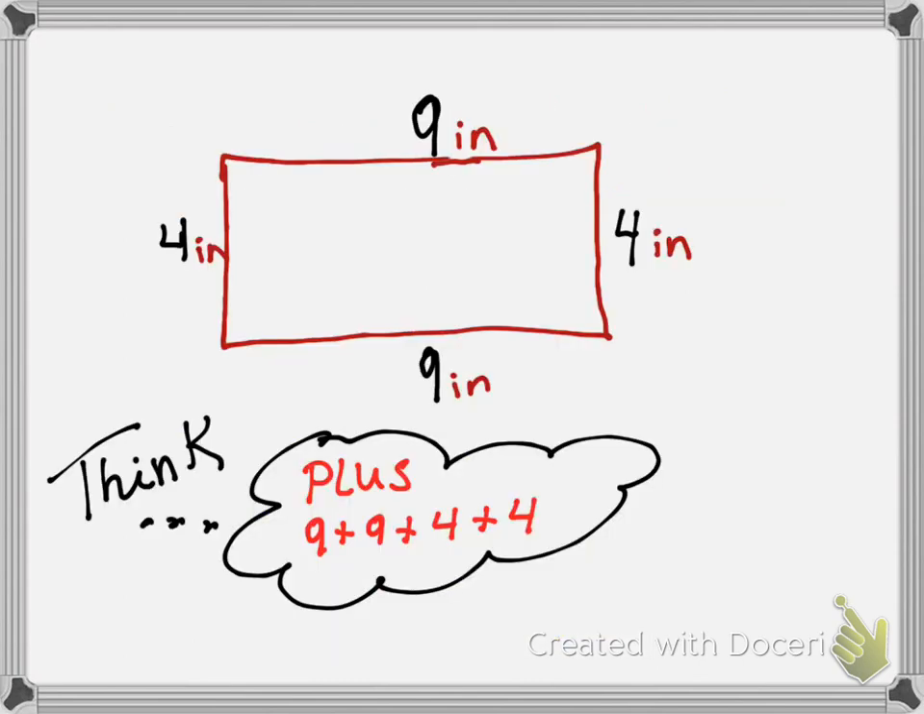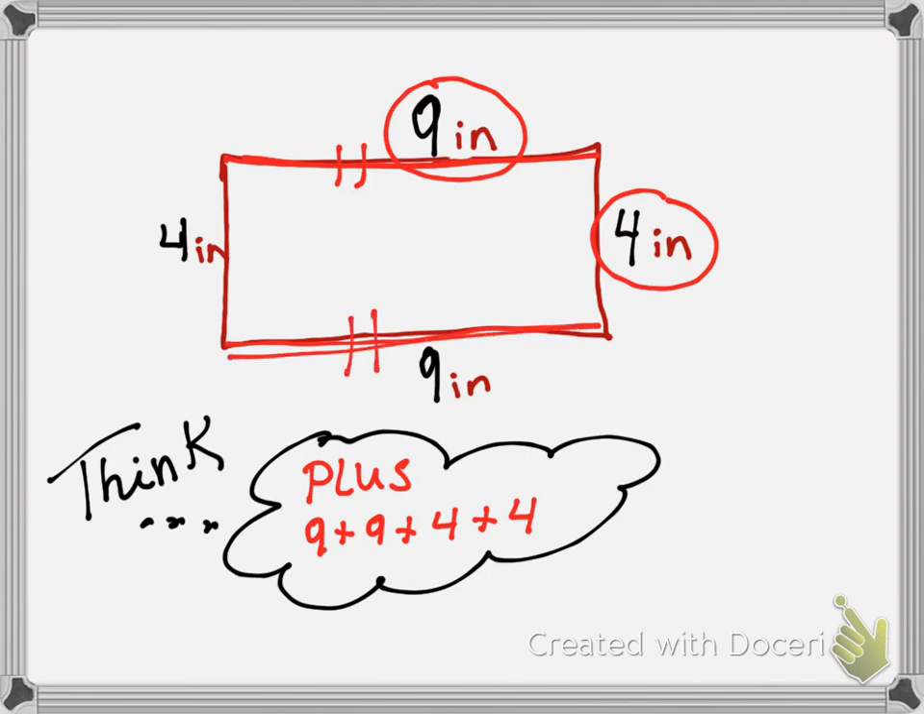Here's an example of perimeter. This is a rectangle, and on one side it is 9 inches, and this side is 4 inches. Now remember, in a rectangle, this line is parallel and equal to this side. So if this side is 9 inches, then this side must be 9 inches too. And on the other side of the rectangle, this length is equal to this side because they're parallel to each other.